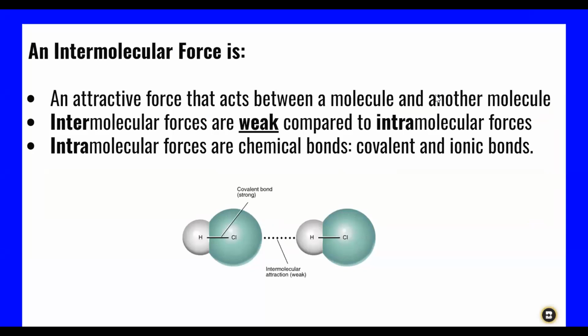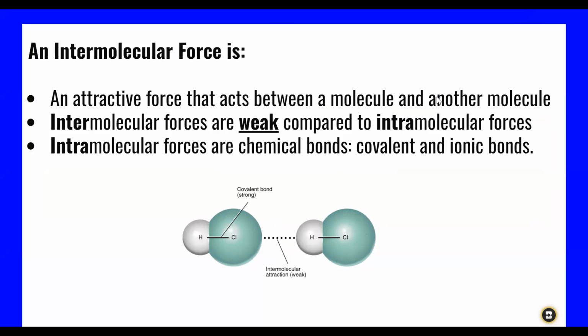The topic today is intermolecular forces. What is intermolecular force? It's a force that holds molecules together. It's a force between two molecules. And when it holds them together, then they function like a unit.